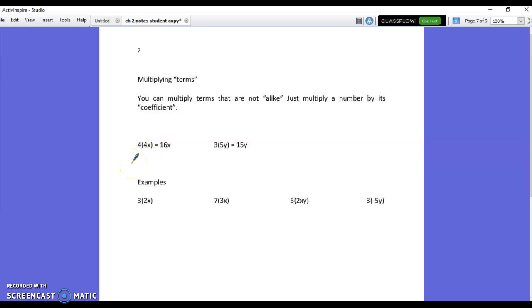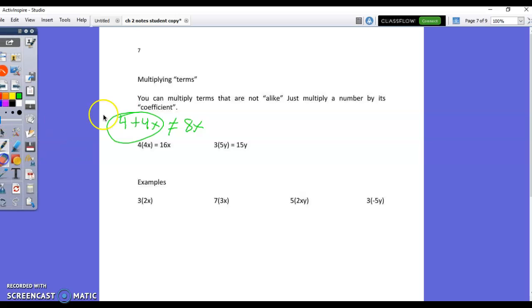When we are adding terms or subtracting terms, they have to be alike. However, multiplying, we can multiply any number by its coefficient. So for example, 4 times 4x, we can do that. We couldn't do 4 plus 4x. We can't call that anything. We can't call that 8x. That does not equal 8x. We just have to leave it like this, okay? Because they're not like terms, so we can't do anything.